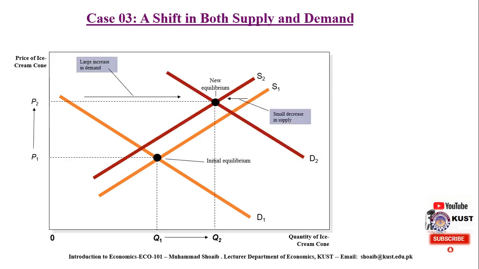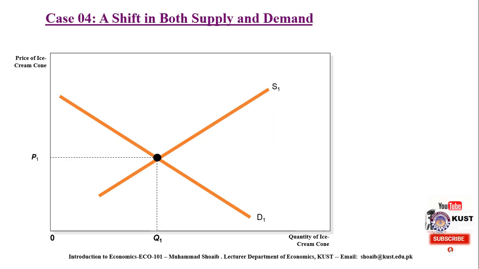So in certain cases, if the change in the demand is greater than the change in the supply, what will happen? Both the price and the quantity will increase.